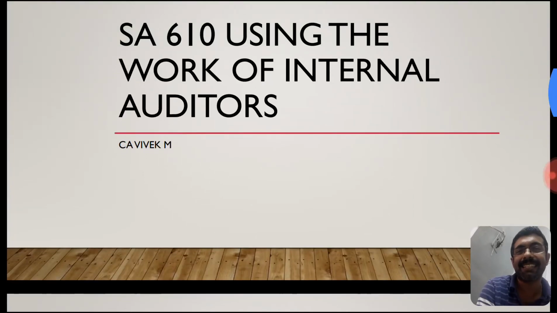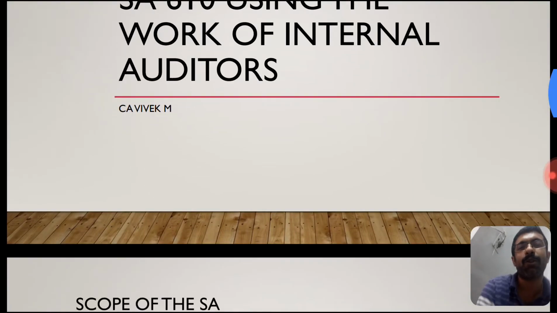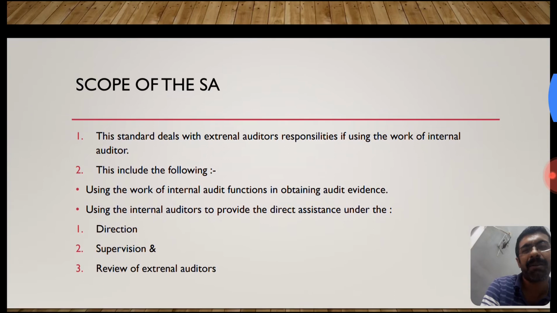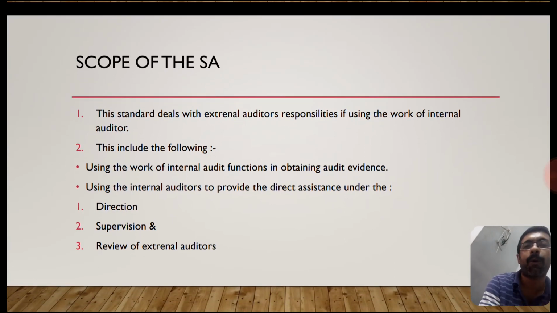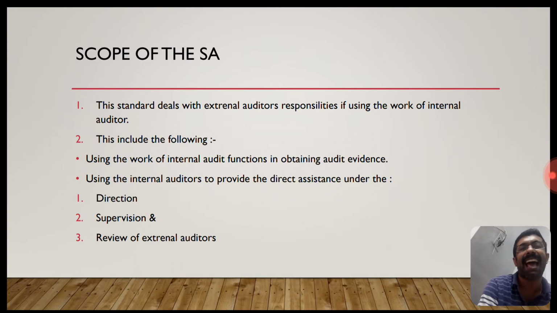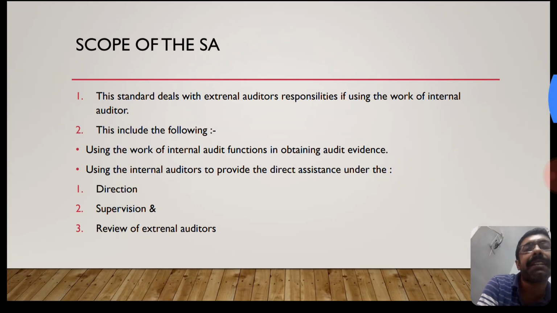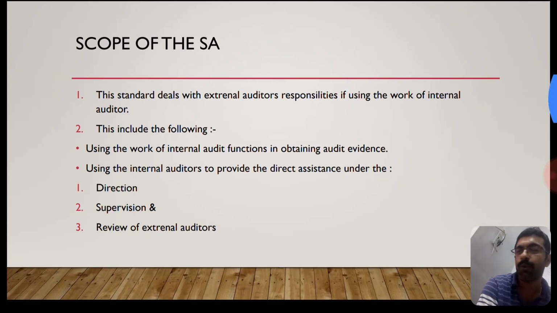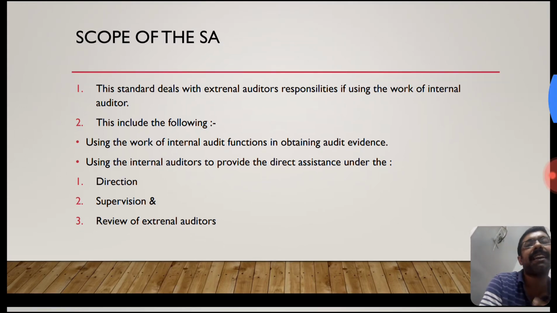Hi, let us discuss SA 610, Using the Work of Internal Auditors. This standard focuses on two key areas: one is direct usage and another is direct assistance. If the auditor uses the internal audit function or takes direct assistance, it is his sole responsibility to express an opinion on the financial statements.